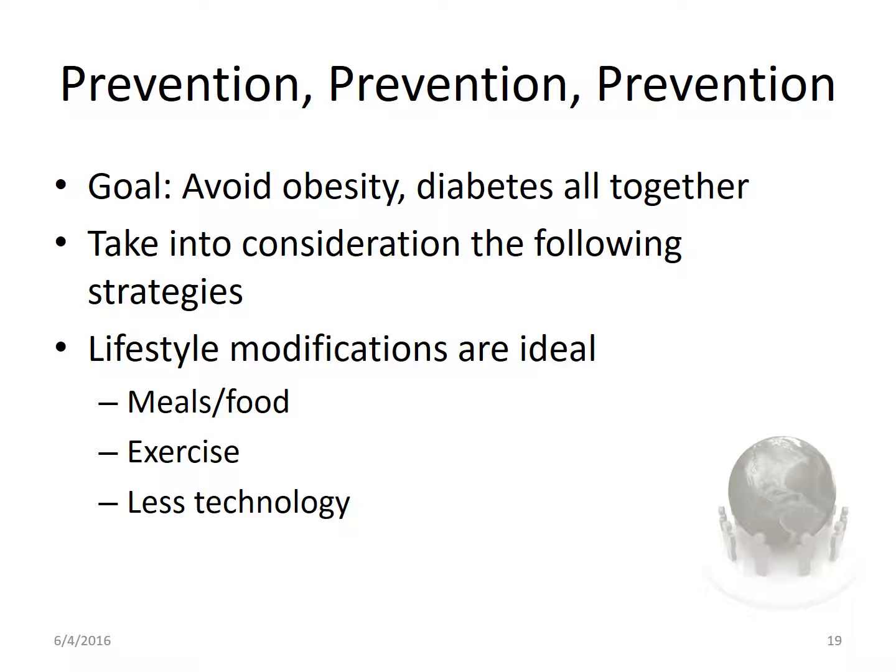In order to do that, we need to take into consideration the following strategies. The most important things to change: we need to make lifestyle modifications. That has to do with different meals, different foods, how we eat our meals, the types of exercise, the amount of exercise we do, and decreasing the amount of technology, so that the kids aren't just sitting with their iPads on the sofa.